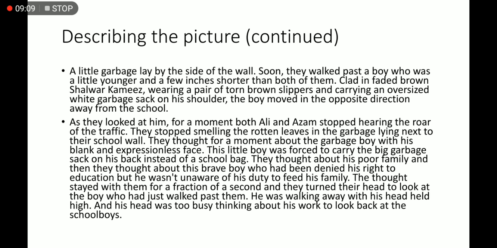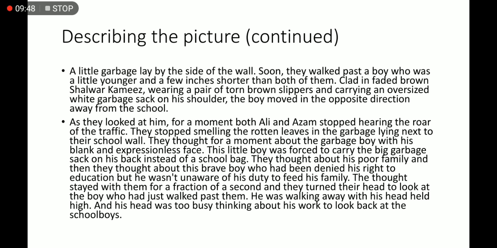A little garbage lay by the side of the wall. Soon they walked past a boy who was a little younger and a few inches shorter than both of them. Clad in faded brown shalwar kameez, wearing a pair of torn brown slippers, and carrying an oversized white garbage sack on his shoulder, the boy moved in the opposite direction away from the school.